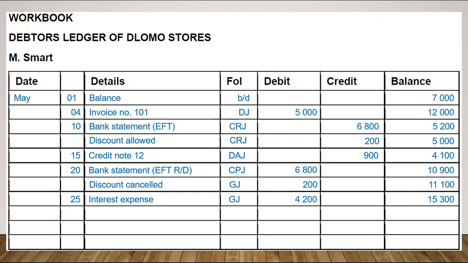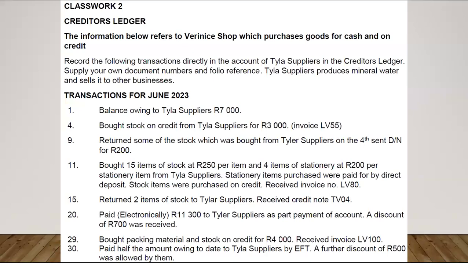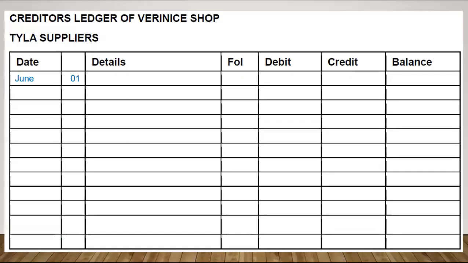Okay, if I'm moving too fast, remember to pause. And this will be classwork 2. Give yourself around 15 to 20 minutes to finish this one. And here are solutions.